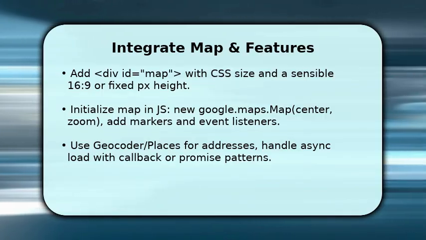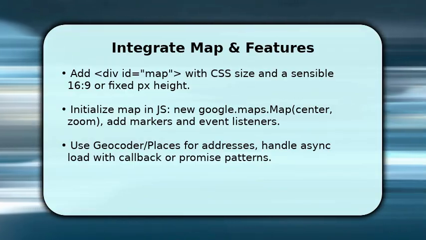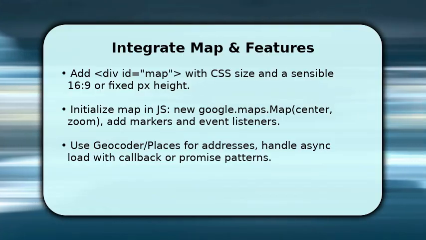Once you need addresses or place searches, call the Geocoder or Places services, making sure to sequence calls after the API loads via a callback or promise. Also throttle requests to respect quotas.